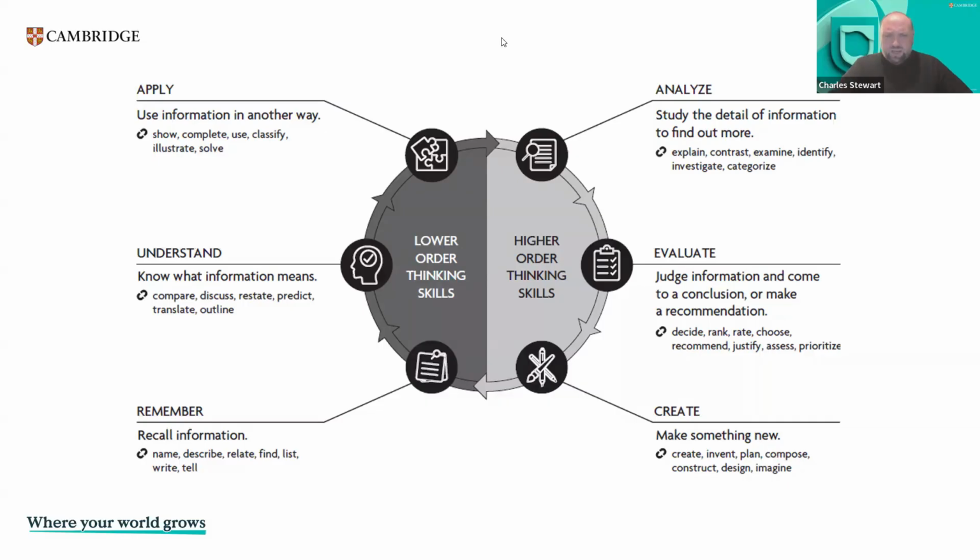Okay, so based on this chart, let's focus first on the lower order critical thinking skills. Apply, understand, and remember. My question for you is, what are lower order critical thinking skills? What does this mean? What does it involve? So with lower order critical thinking skills, this involves simply the gathering of information, the processing of information so that we understand it.